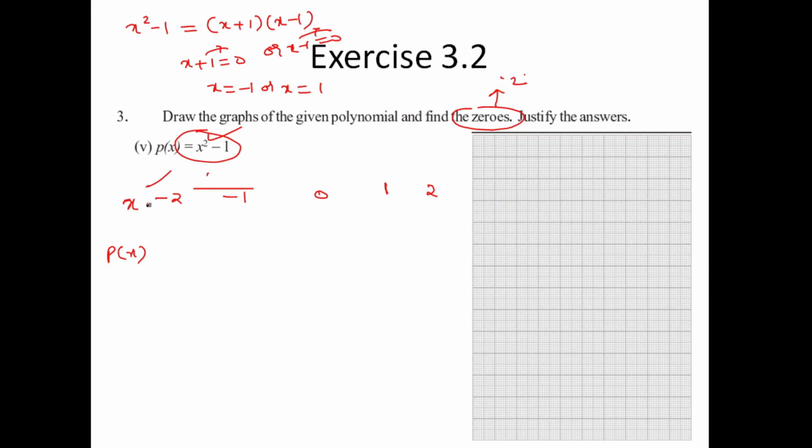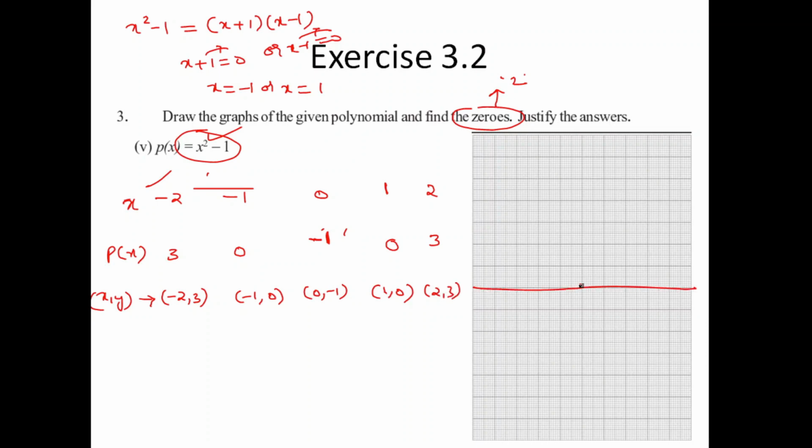When I'm substituting this in the equation, I will be getting here 3, and this is 0 obviously, and eventually this is also 0. And when I'm substituting the value of x as 1, this becomes minus 1 over here, and the resultant of this one would be 3. Hope this is clear. So what are the coordinates of x comma y? The first coordinate is minus 2 comma 3, the next is minus 1 comma 0, the next is 0 comma minus 1, the next is 1 comma 0, the other one is 2 comma 3. So let me draw this on the graph directly.